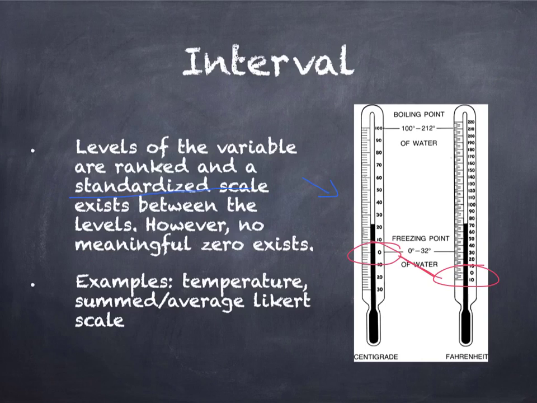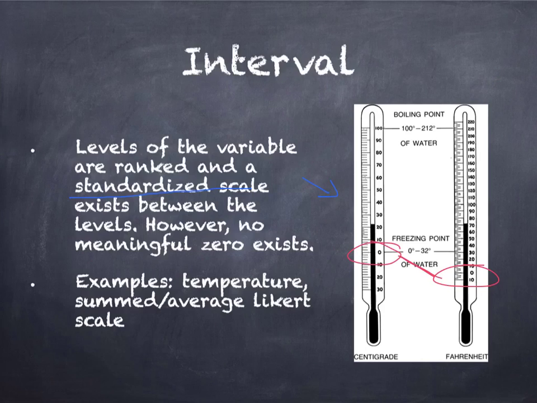If it's 0 degrees Fahrenheit, we feel cold. If it's 0 degrees centigrade, then we know that water freezes at that point. So they represent some other component, but they don't represent a lack of the variable. That's what a meaningful zero is, a total lack of a variable. We're going to see that in the next example.